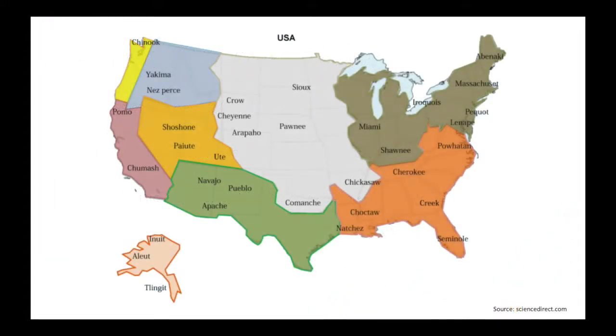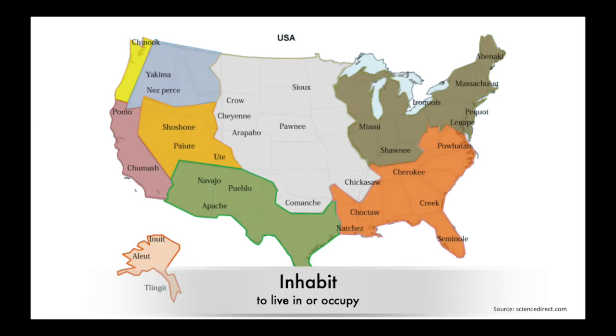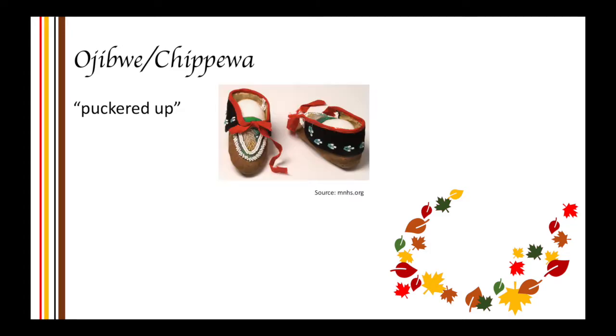Take a look at this map. Here you can see how the regions were separated and how each area had certain tribes inhabiting them. Two tribes in the Midwest include the Dakotas and the Ojibways. The Ojibwe are also known as the Chippewa. Their name translates to puckered up, which refers to the moccasins or shoes that they would wear.